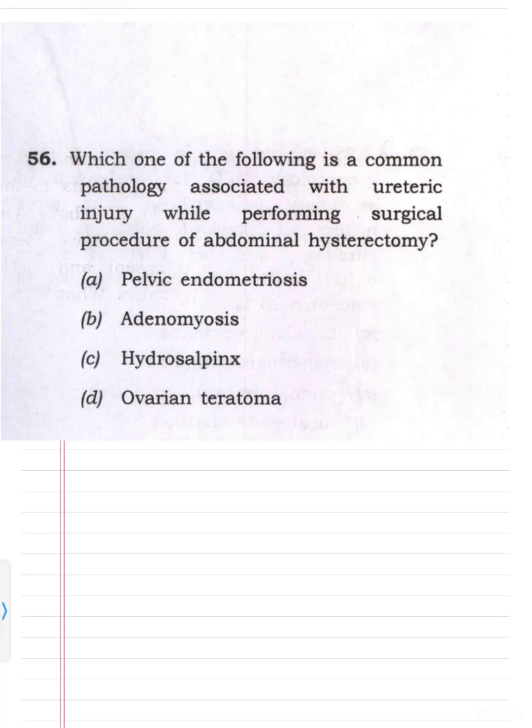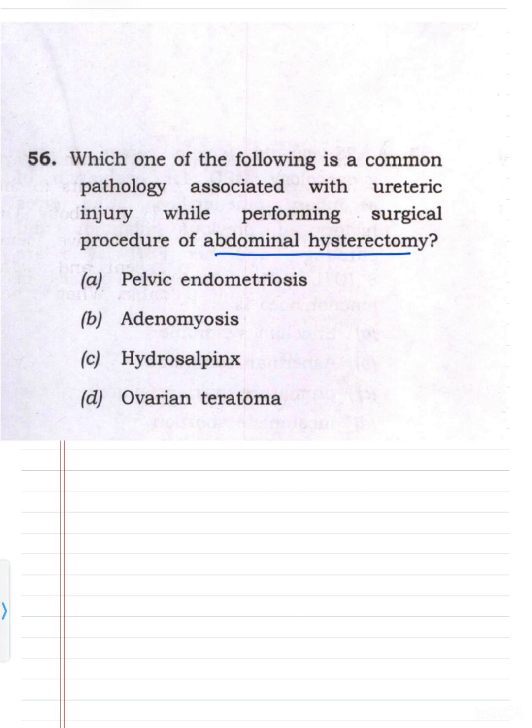Question is, which of the following is a common pathology associated with ureteric injury while performing surgical procedure of abdominal hysterectomy? Pelvic endometriosis, adenomyosis, hydrosalpinx, and ovarian teratoma. So the question is asking for which one of the following pathology, if we perform a surgical procedure of abdominal hysterectomy, will it lead to injury to ureter?